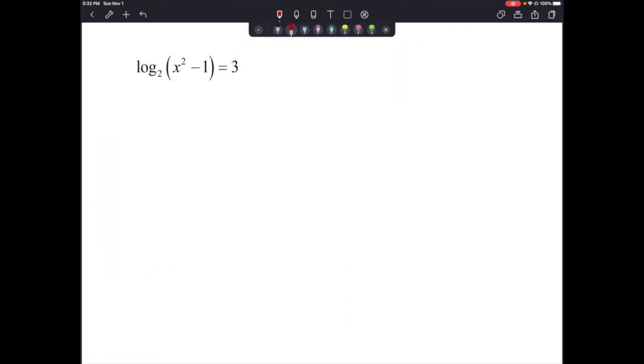All right, let's move on. Now we've got another equation. This one is also 1 log on one side of the equation. Okay, so we're going to solve it the same way. We're going to take it and rewrite it in exponential form. We're going to say 2 to the 3rd power should equal x squared minus 1.